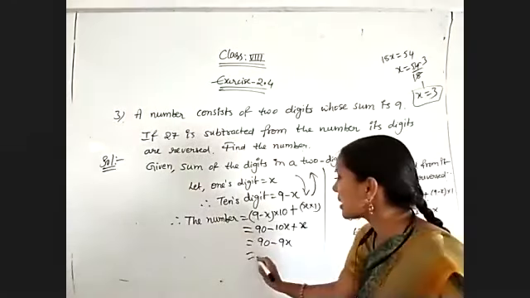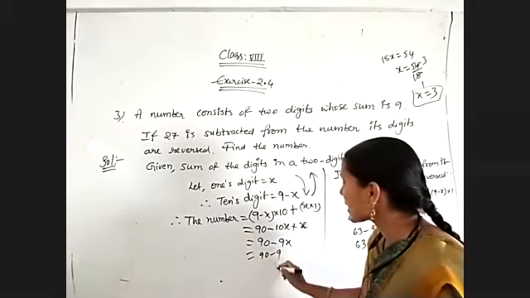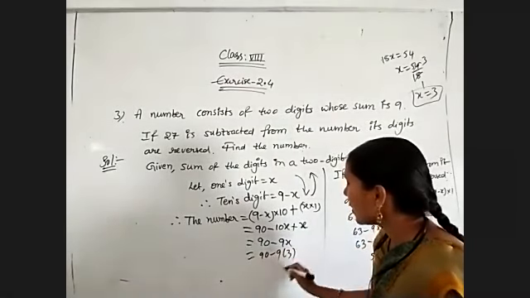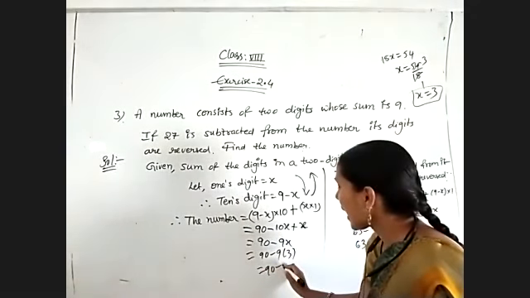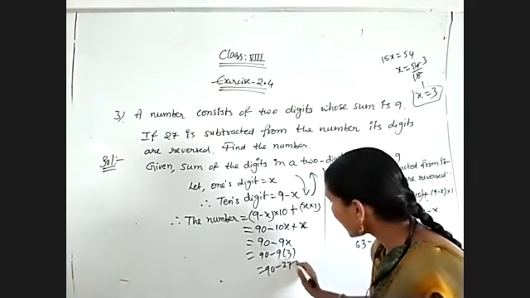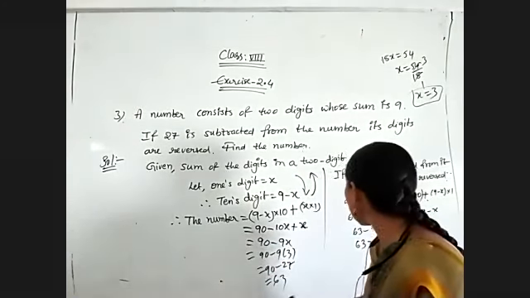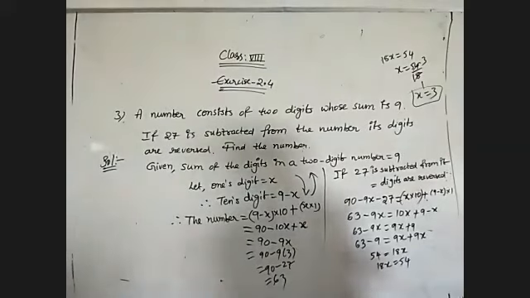Therefore the number is 90 minus 9x. 9x, in the sense, 9 into 3. So 90 minus 9 threes are 27. 90 minus 27 is 63. So the number is 63.